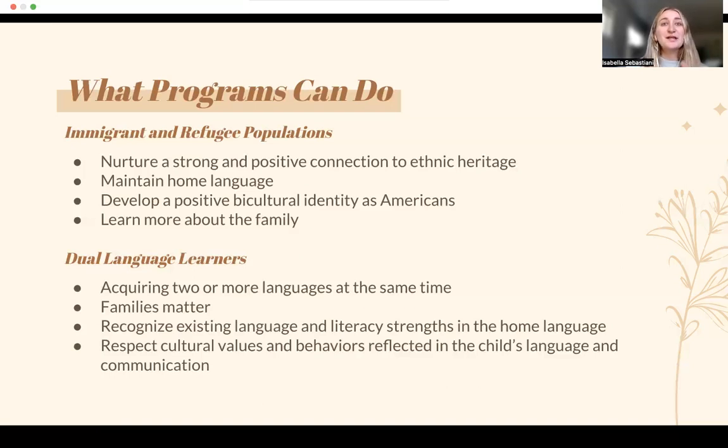For refugee and immigrant children and youth, it is important to help them nurture a strong and positive connection to their ethnic heritage, to maintain their home language, and to develop a positive bicultural identity as Americans. This helps to keep families strong and thereby provides the support that children need to succeed in this country. Additionally, learning more about families is an important part of creating a relationship and gaining valuable information about a child's culture.